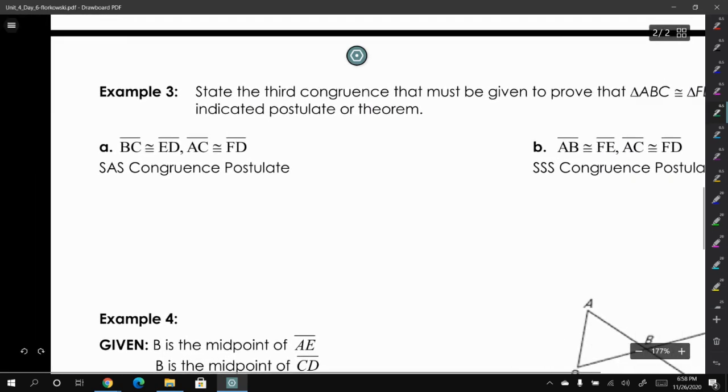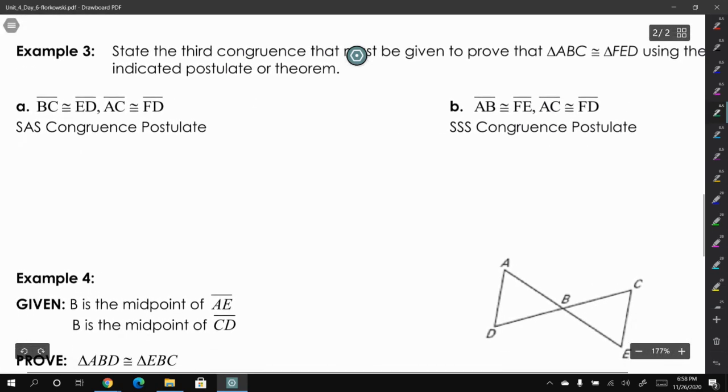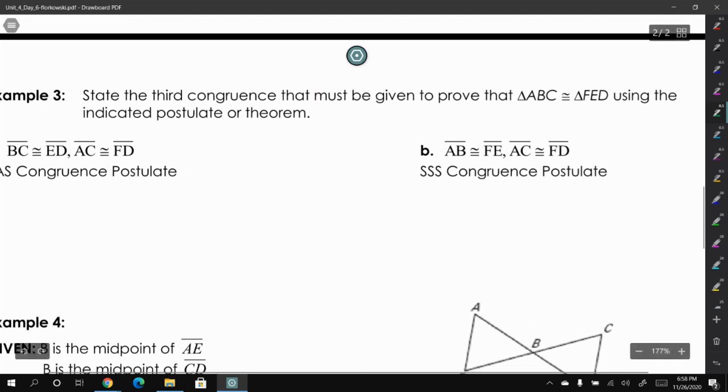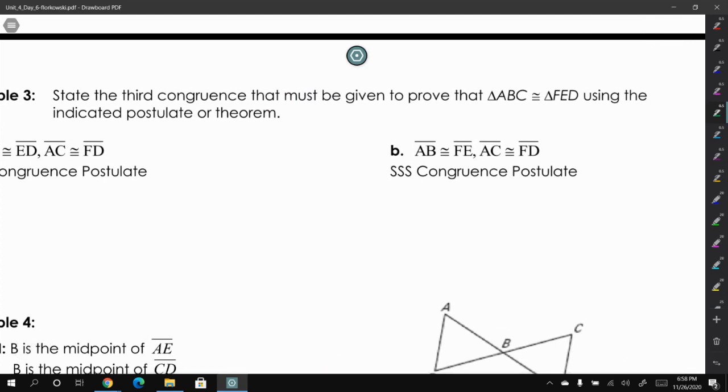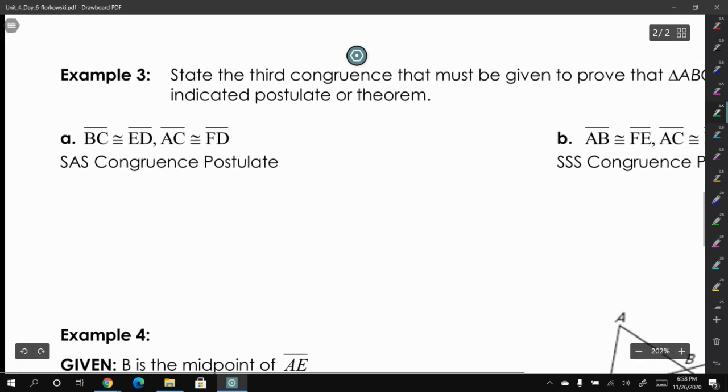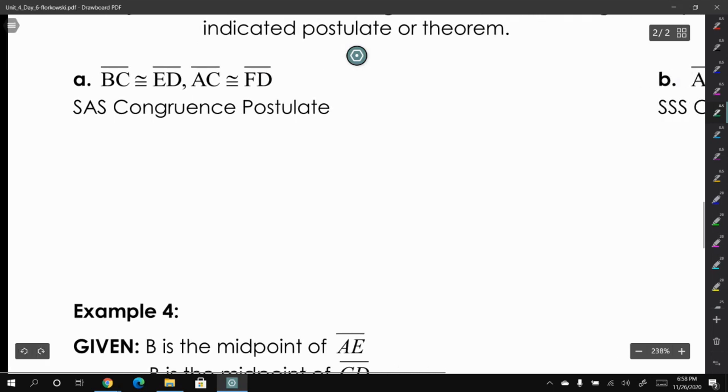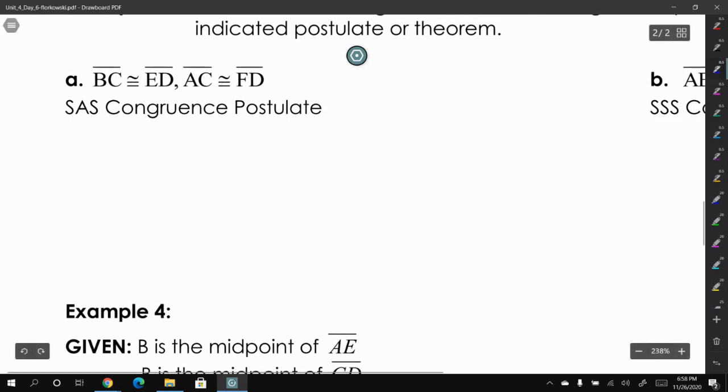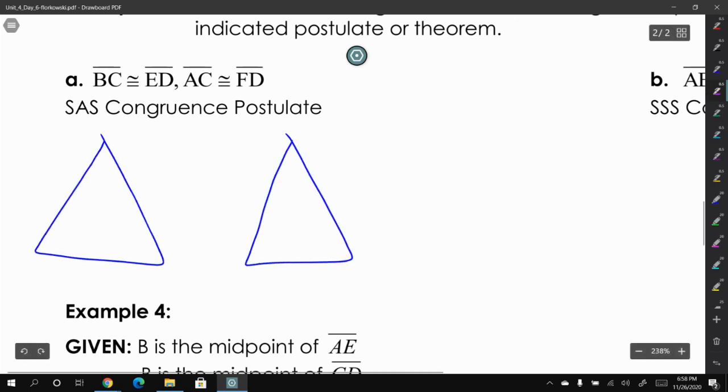Right now, in example number 3, it says state the third congruence that must be given to prove that triangle ABC is congruent to triangle FED using the indicated postulate or theorem. So what I would like to do is draw a picture that makes things a lot easier. So I'm just going to draw two triangles. It doesn't matter what they look like. And I'm going to label one A, B, C, and the other one F, E, D, because that's what the original problem said.